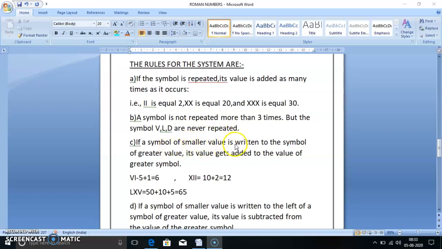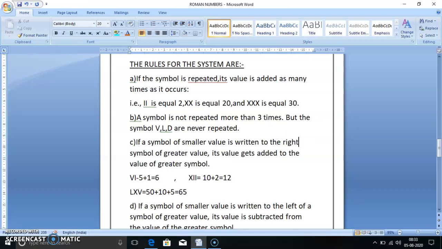If a symbol of a smaller value is written to the right of a symbol of greater value, its value gets added to the value of the greater symbol. That means here the symbol V is 5 and I is 1, so it is 6.